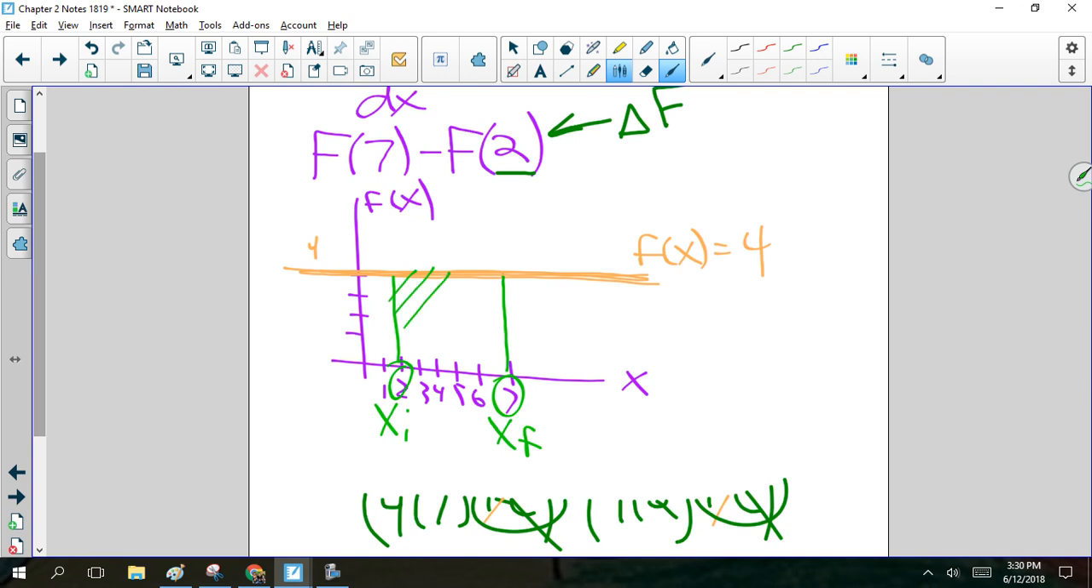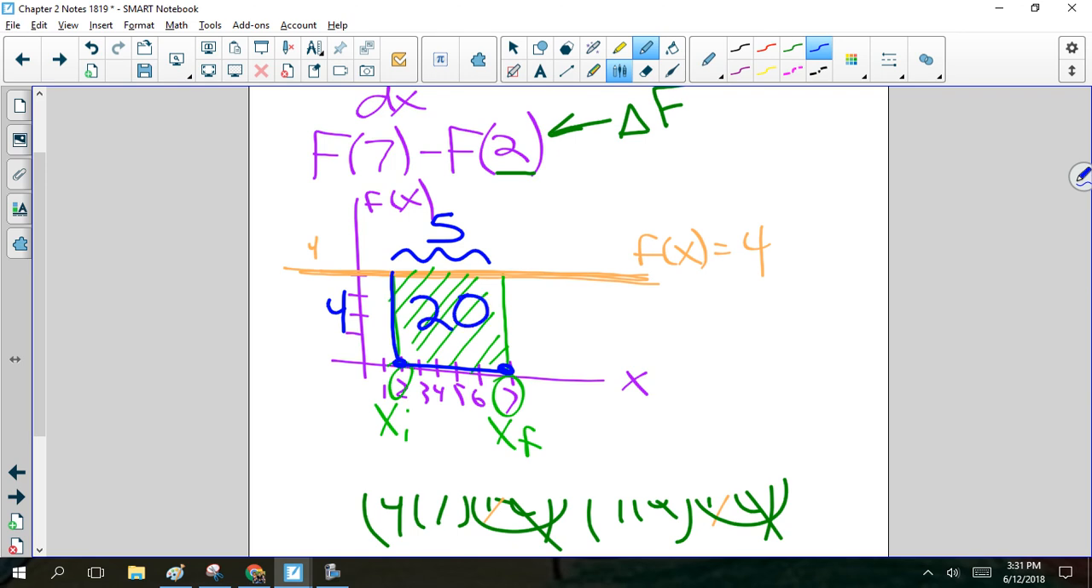What's the area of this little rectangle that I just drew out? Well, it's got a height of 4 and a width of, what's the difference between 2 and 7? That's 5. How do you find the area of a rectangle? 4 times 5 is 20. This will come up a lot where you'll be given a graph and asked to find an integral. To find the definite integral, you're simply finding the area under the curve. So there we go.